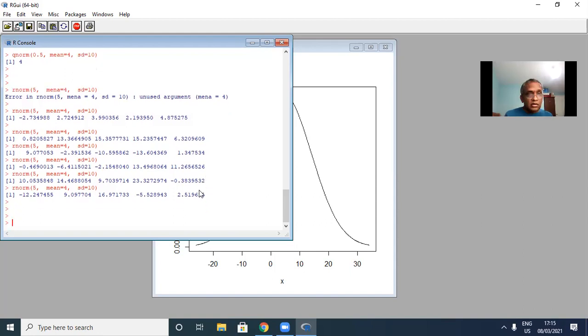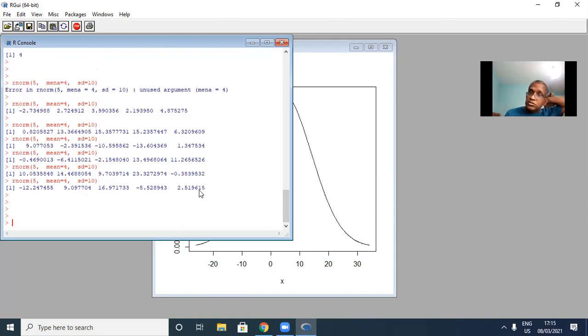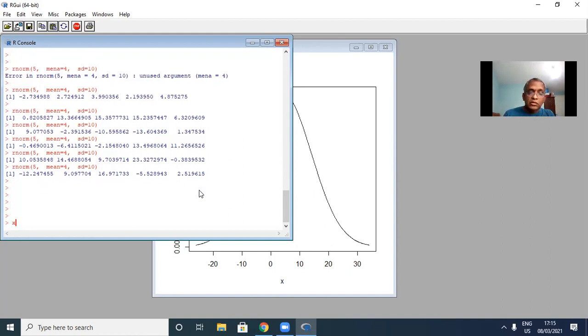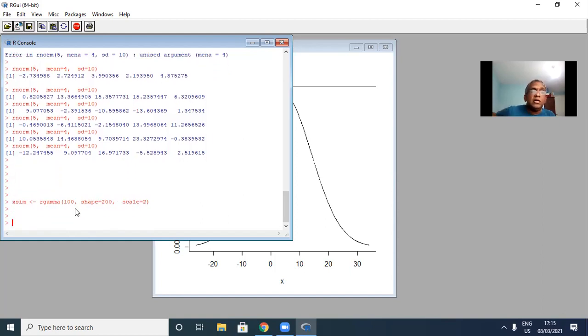All right, the next thing I'm going to show you is how to draw a histogram and plot the density on top of it. Now, let me generate random numbers from a gamma distribution. I assume that you have done gamma distribution in probability 1 last semester. So what I have done here is I'm generating 100 random numbers from a gamma distribution with shape parameter 200 and scale parameter 2.